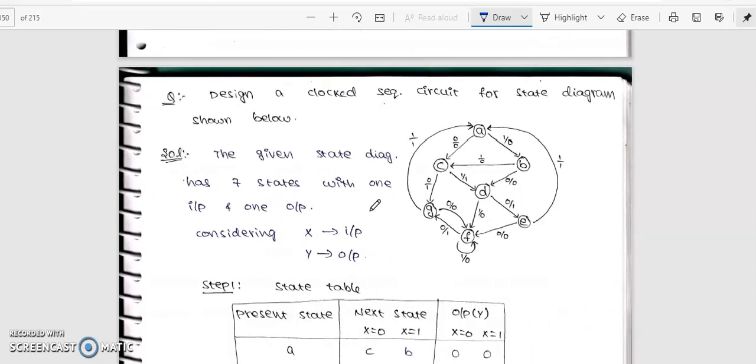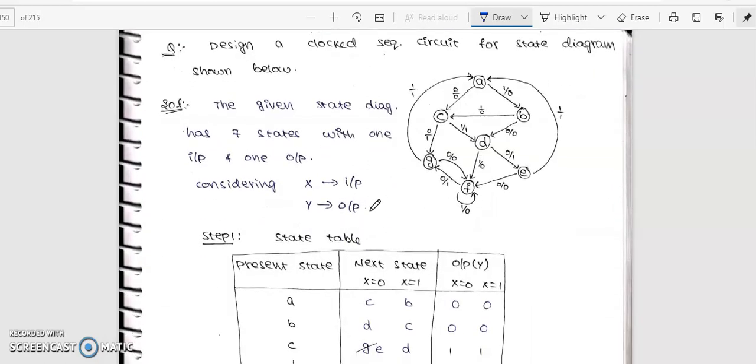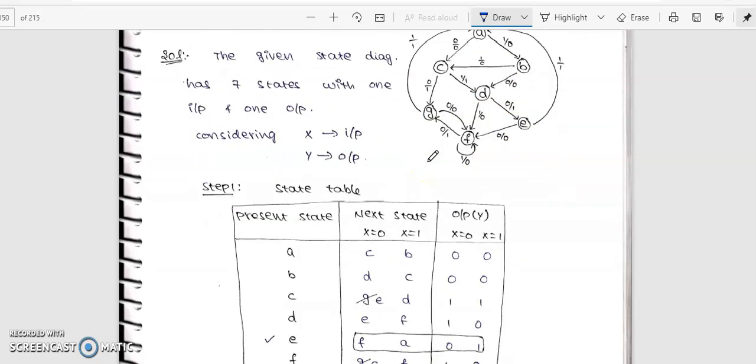Next example. Design a clocked sequential logic circuit for the state diagram shown below. Here there are 7 states: A, B, C, D, E, F and G. This is a Mealy circuit, you can see that each transition line has X by Y. I hope you all know how to draw a state table from the state diagram. A, B, C, D, E, F, G come under present state, and under next state X equal to 0, X equal to 1, and output X equal to 0 and X equal to 1.